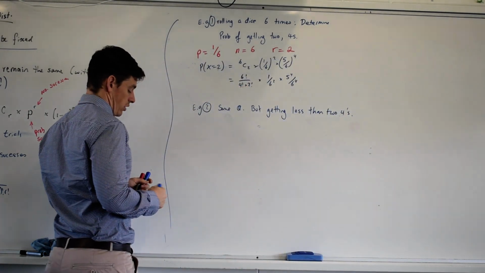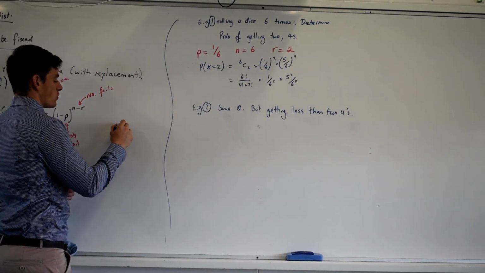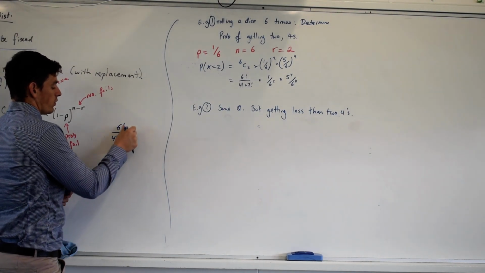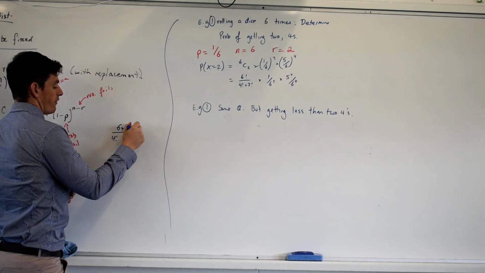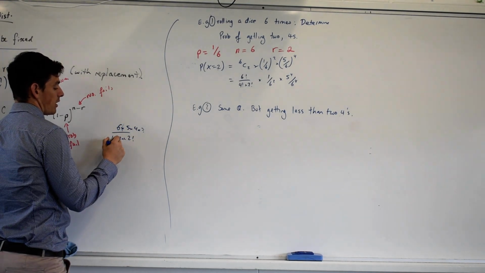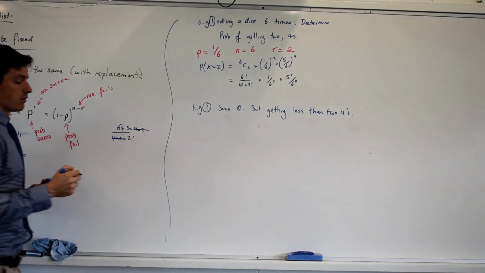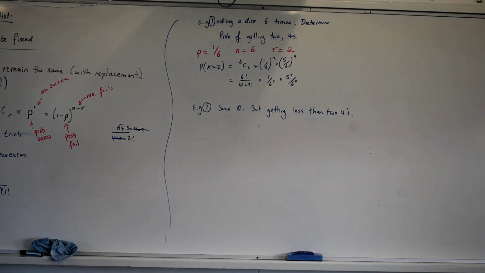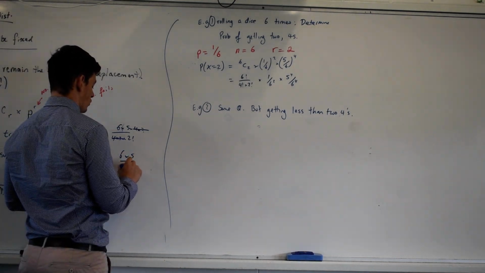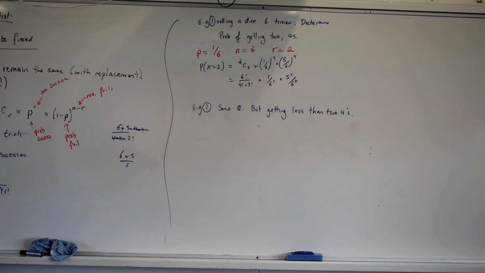Now, with our factorial, I want to do this over here. 6 factorial over 4 factorial times 2 factorial. Well, 6 factorial is 6 by 5 by 4 by 3 and so on, and this is 4 by 3 by 2 and so on. I'm going to cancel those out. Good? And I should be left with 6 times 5 over 2 by 1, but I have to write that. Are we good with that?